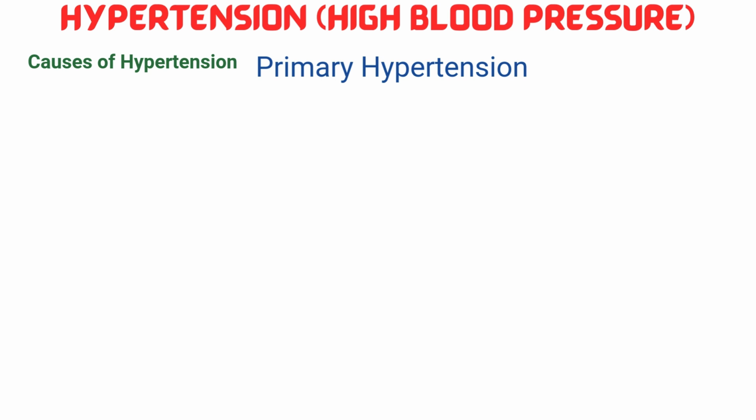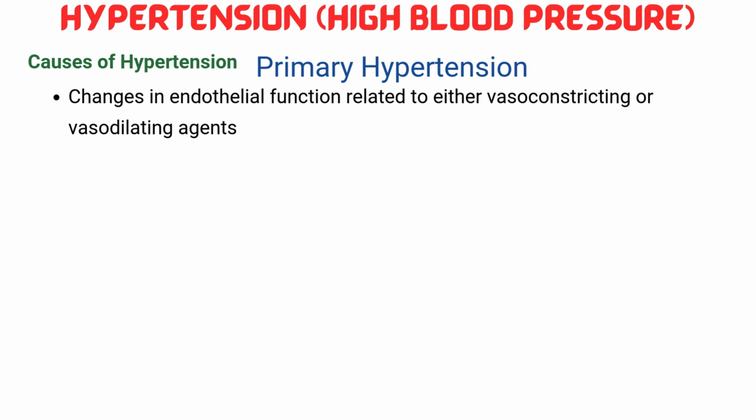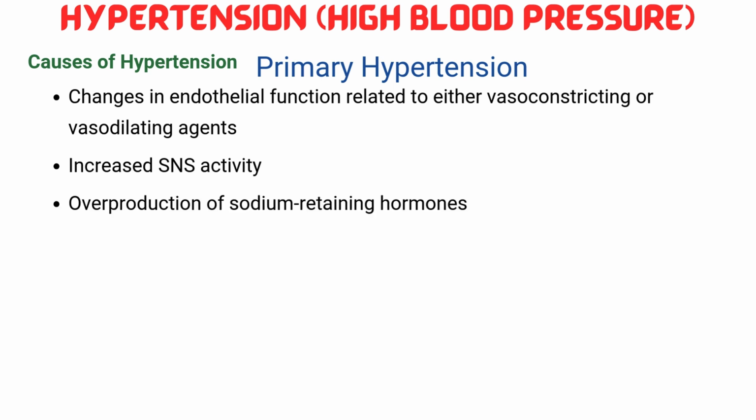Although we do not know the exact cause for primary hypertension, there are many contributing factors. These factors include changes in endothelial function related to either vasoconstricting or vasodilating agents. It can be because of increased SNS activity. It can be because of overproduction of sodium-retaining hormones.